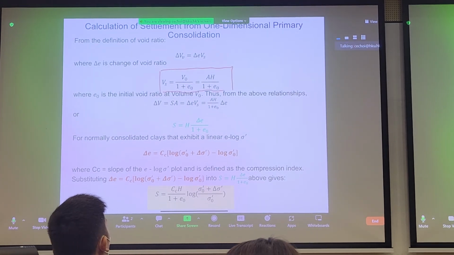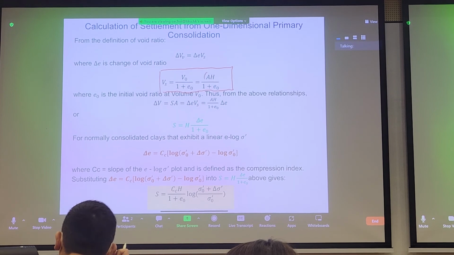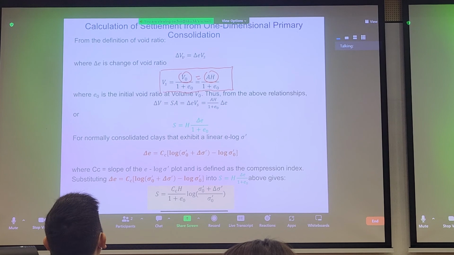the volume of voids is equal to the initial volume over 1 plus e naught. And you can simplify this expression, and you can probably work through these very simple relationships later on your own accord. And if you break this down further, it becomes quite simple.